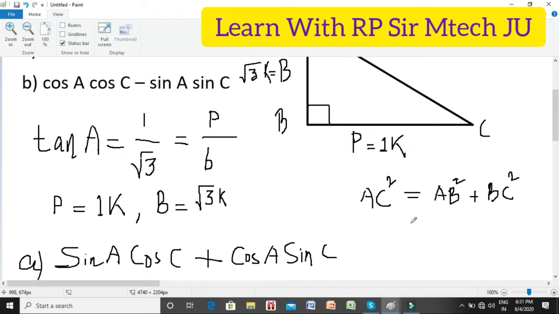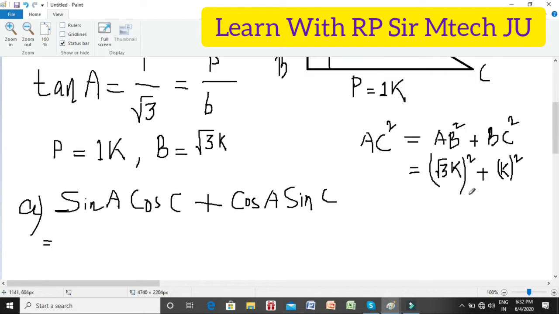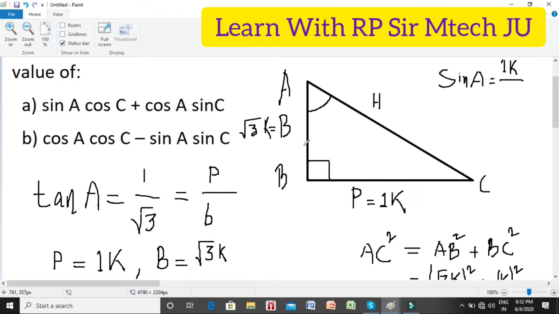AC is something that we have to find out. What is AB? AB is root 3k whole square plus BC is 1k whole square, or simply k square. So what will be AC square? This is 3k square and one more k square, so it will be 4k square. So AC will be equal to the square root of 4k square, which is equal to 2k. So here we have the hypotenuse, which has a value of 2k.